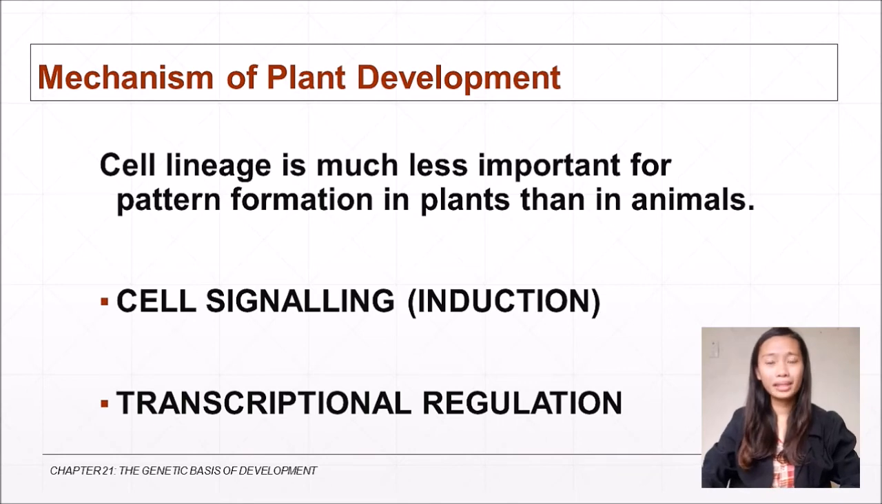Now let's go on to the mechanism of plant development. Cell lineage is much less important for pattern formation in plants than in animals. Many of the plant cells are totipotent, meaning their fates depend on positional information rather than on cell lineage. The major mechanisms regulating development are cell signaling and transcriptional regulation.